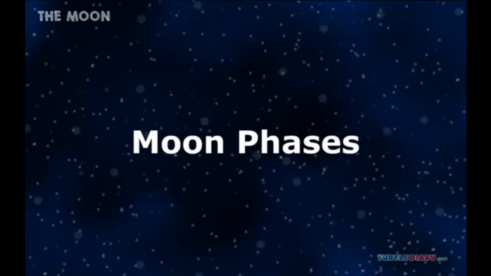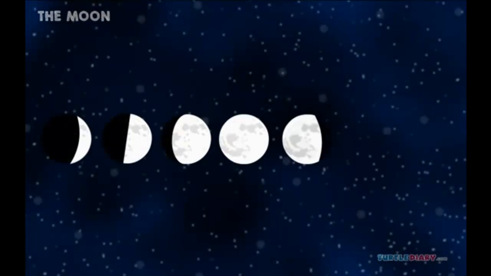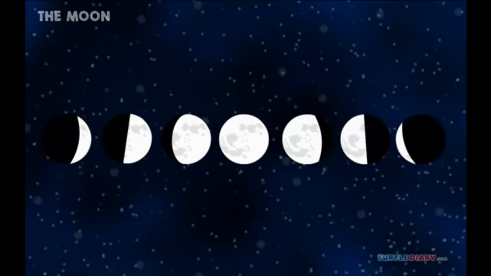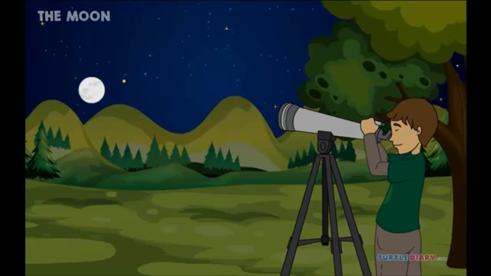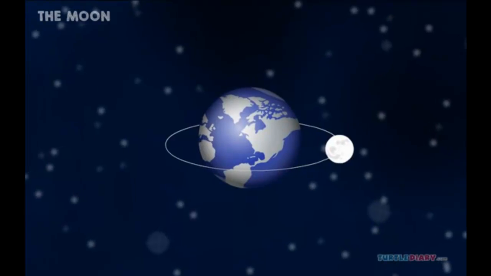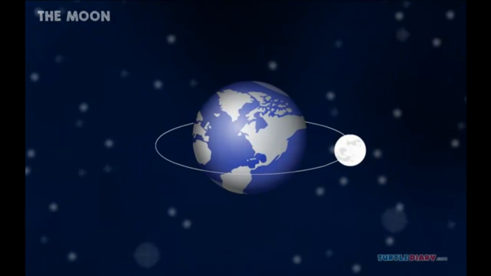Moon phases. The moon looks different at different times. Does it change its shape? No, the moon stays the same. What changes is how we see it from Earth. But we don't always see all of that side. Sometimes we only see part of it. This is because of the way it moves around the Earth.